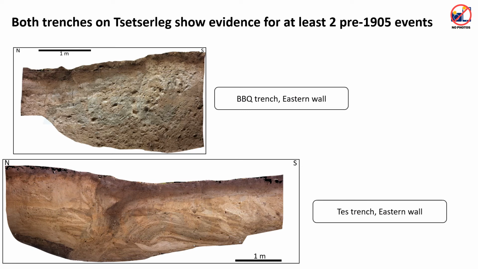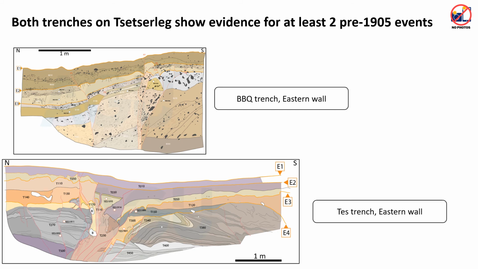On Tsetserleg, the sites displayed contrasting sedimentary units, with coarse and massive units for barbecue at the top, and much finer and layered units for Tess at the bottom. Some of you may already see on the barbecue mosaic 2 fault zones displacing the superficial units. At the other one, you have clear evidence of thrusting right in the middle of the wall. Here I show you the interpreted logs of the eastern walls of both sites. It was possible to find evidence for 3 events at Barbecue and 4 events at Tess. The corresponding horizons have been drawn in orange.